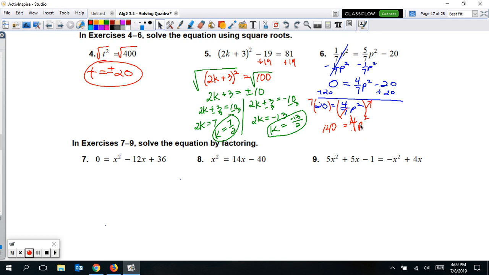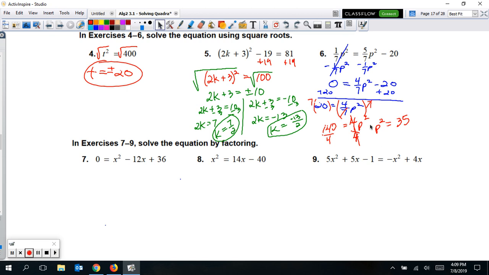And now we need to get the p squared by itself by dividing by 4. To undo this 4, we have to divide by 4. So now 140 divided by 4, you can do that on a calculator if you want to, but that's going to equal 35. So our p squared by itself is equal to 35.